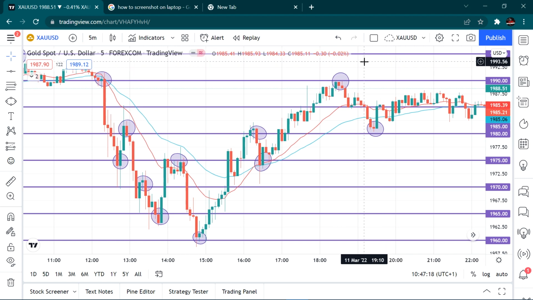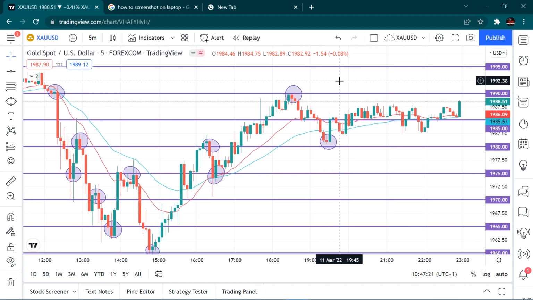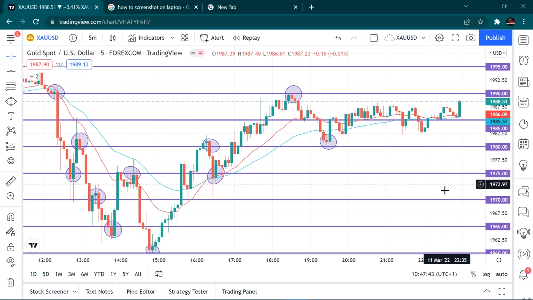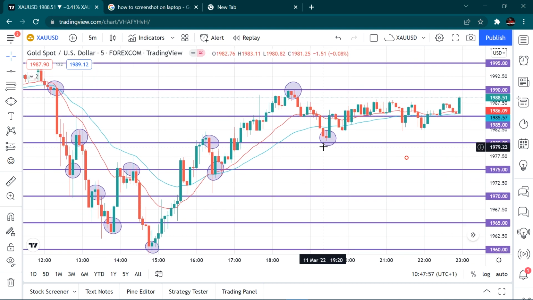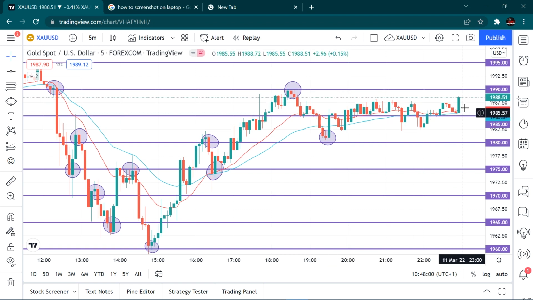So that's it on how to plot psychology levels on gold. They are just whole numbers that big banks and hedge funds pay attention to. They are places where big traders most likely put their stop loss and their TP. So they hop into trade at those zones, or they hop out of trade at those areas. So you can see from 1995, 1990, 1985, 1980, 1975, 1970, and so on. At this point now, the market is just playing around.